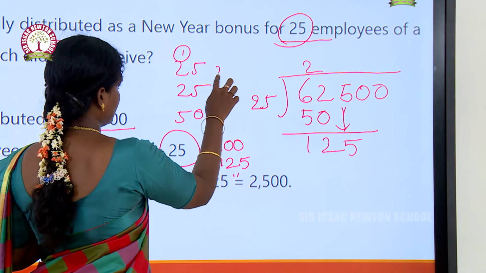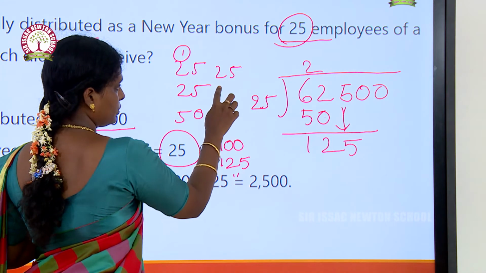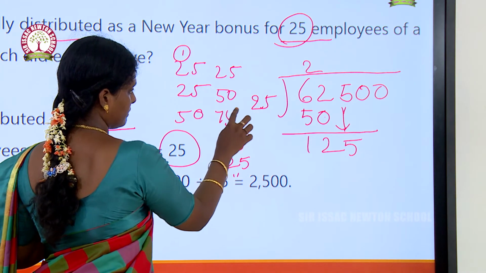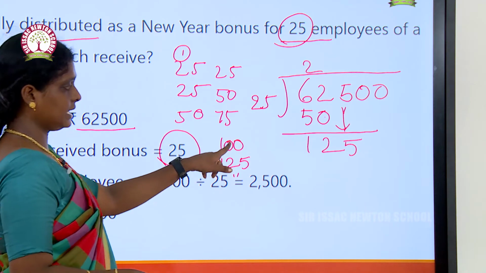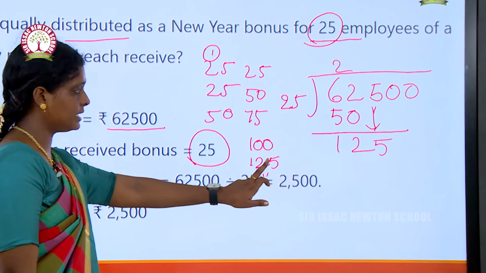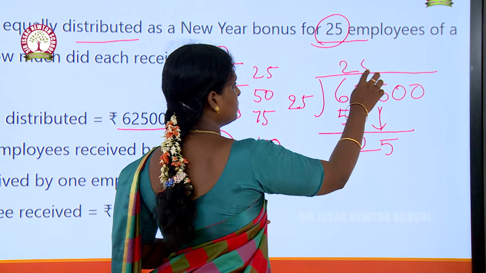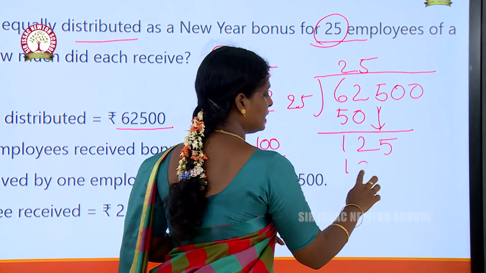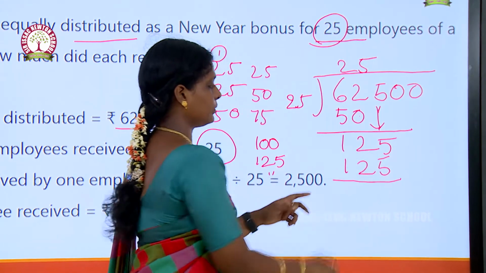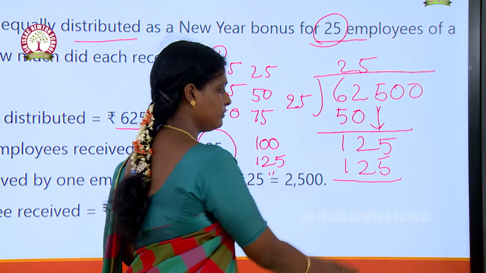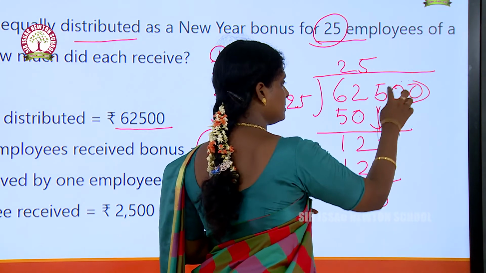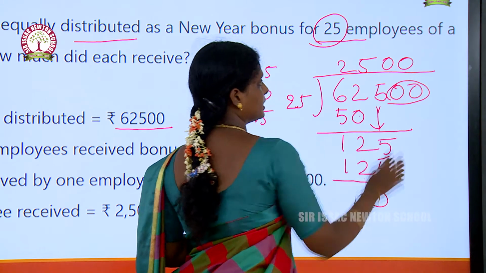So, the number will become 125. Already I have told you, 2 25s are 50, 3 25s are 75, 4 25s are 100, and 5 25s are 125. So, if we subtract 125 from 125, you will get 0, right. So, then you have to add these two zeros here.